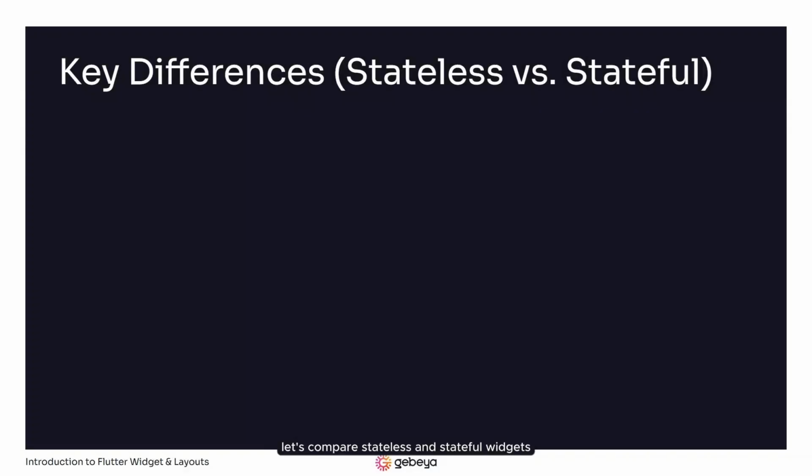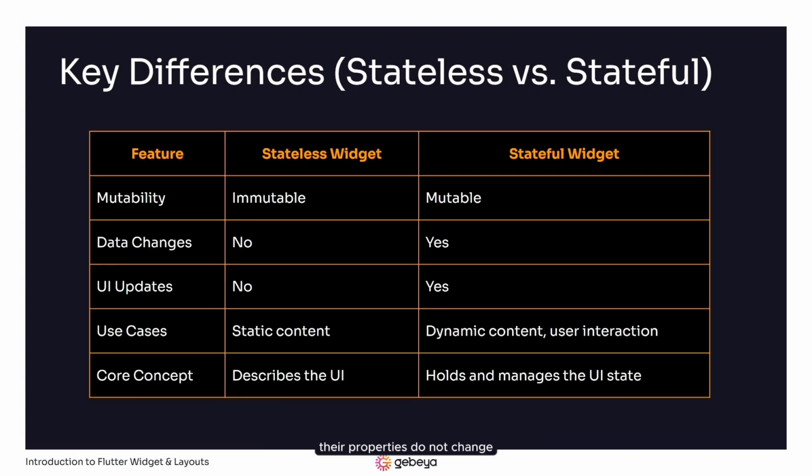Let's compare stateless and stateful widgets to reinforce your understanding. Stateless widgets are immutable. Their properties do not change, and they are used for static content. They describe what the UI should look like without managing any data changes. Stateful widgets, on the other hand, can manage mutable data, allowing the UI to update when the state changes. They are used for dynamic content and interactive features, using the setState method to notify Flutter when changes occur.